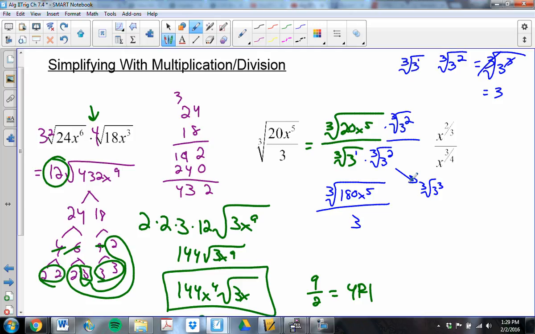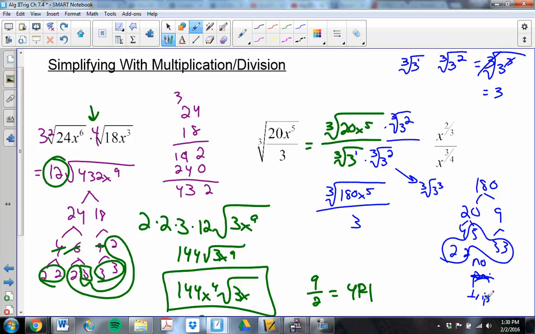Now I'll simplify. 180, can that break down at all? I know it's 20 and 9, which is 4 and 5, which is 2 and 2, and 3 and 3. And since I'm doing a third root, there's no pairs. Or sorry, no triples. So nothing can come out of this. If stuff could come out, then I'd pull stuff out and maybe factor and do more stuff from there. But nothing can come out, so this is my simplified form. If I wanted to check that in my calculator, I could.